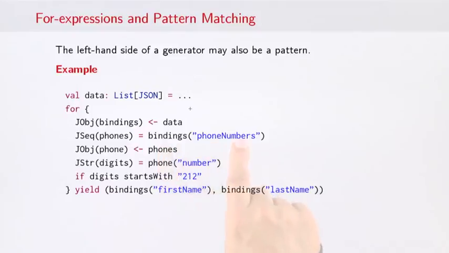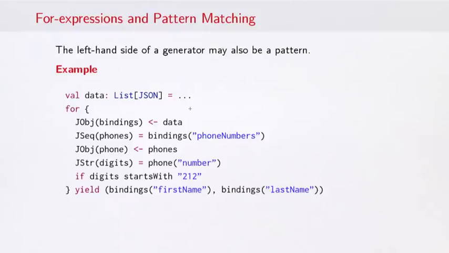That's a simple map application. We pattern match to say, well, that should be a JSeq of phones. We step through all the phones. Each one gives us a phone. The phone is itself an object. We pick its number field. That should give us a JString of digits. And we demand that the digits start with the number 212. And if that's the case, then we yield bindings of first name and bindings of last name. So what this would do, in a nutshell, is give us the first and last names of all persons that have a telephone number that starts with the area code 212.